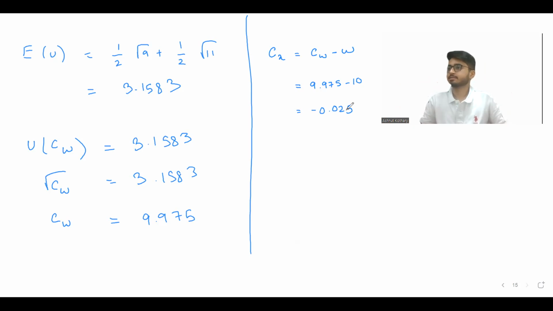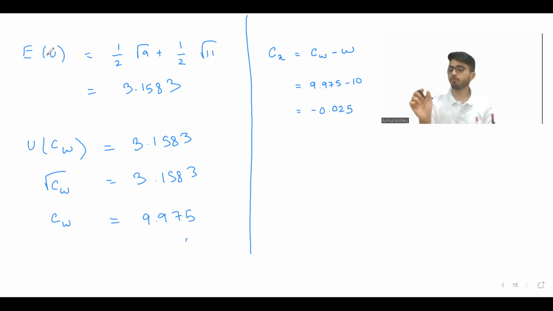Now what CX tells us is, this gives us information how much money the investor is willing to pay to avoid the gamble. Matlab here the investor will be willing to pay as much as 0.025 to avoid the gamble. Kaise you can interpret? The expected utility which the investor is getting by having to take this gamble is 3.1583. The certain amount of wealth which will give the same utility is 9.975. So any amount of wealth which is between 9.975 to 10 will give him or her a higher expected utility than when having to take this particular gamble.